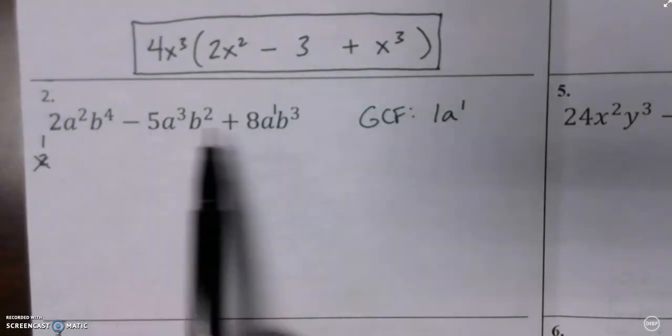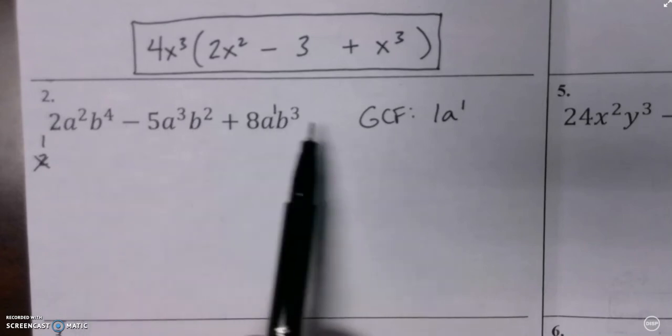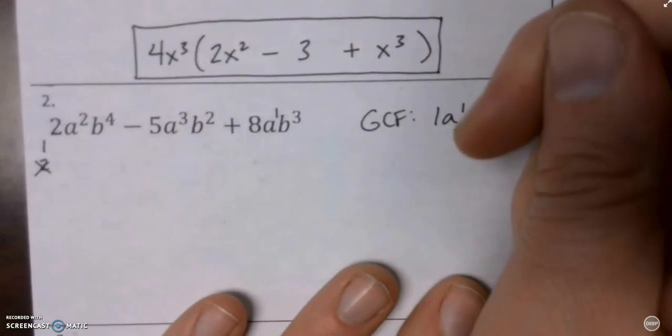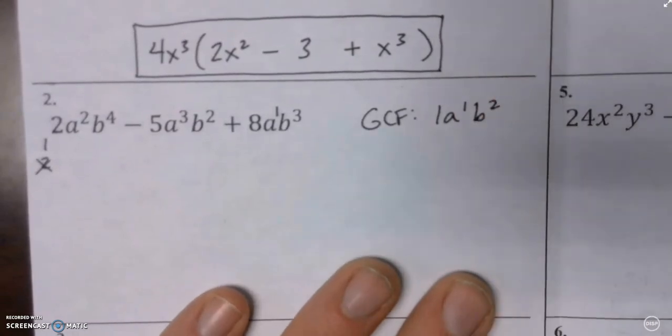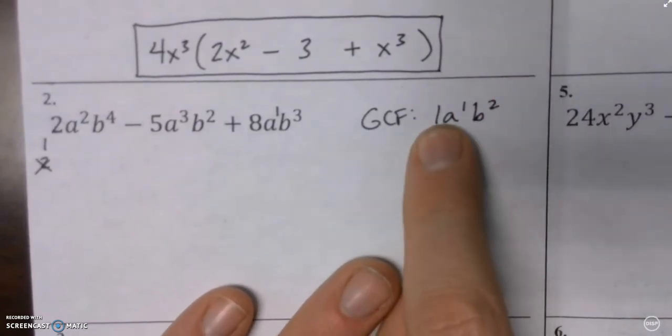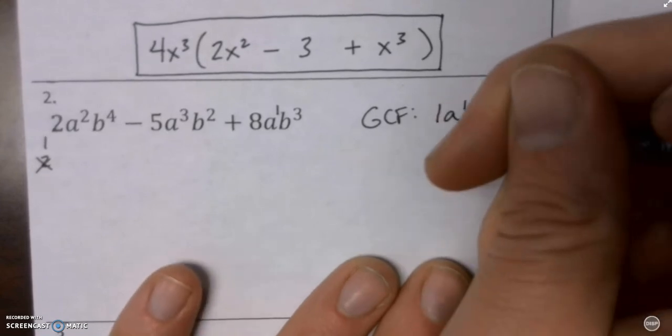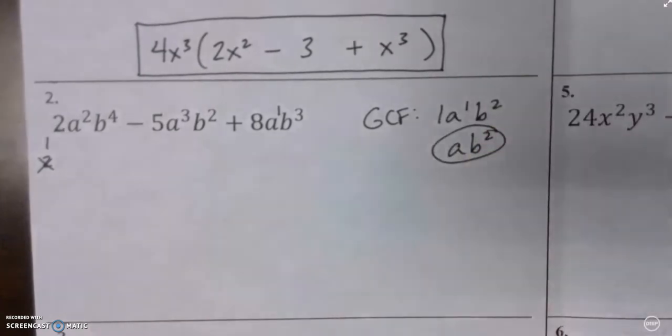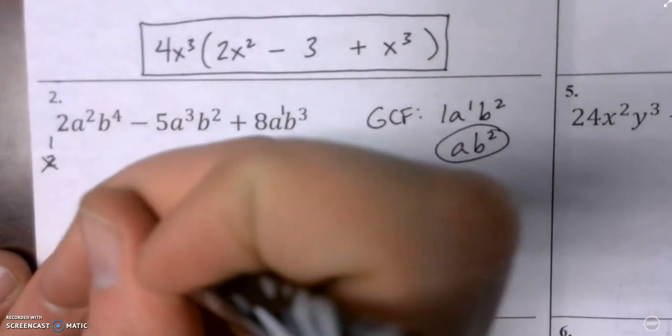And if b is in every term, what's the smallest power of b that I see? Yeah, it's b squared, right there. Good. So my greatest common factor is 1 a to the first, which I could just write as a, b squared.